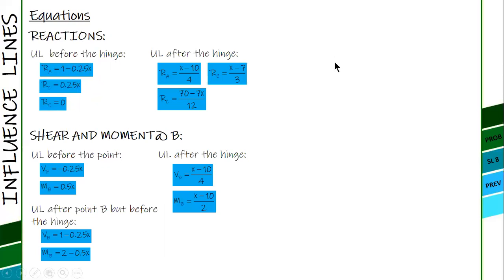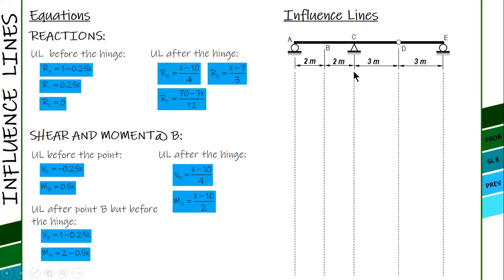So, we are ready to plot. Plot it. RA. Only two. One equation before the hinge, so one line from A to D. And then another line from D to E, after the hinge. So, 2 lines only, which is why there are only two equations.